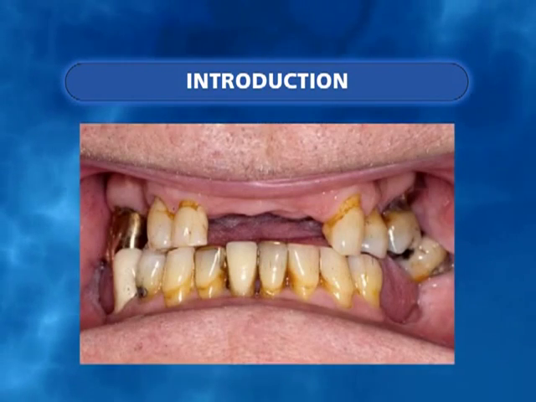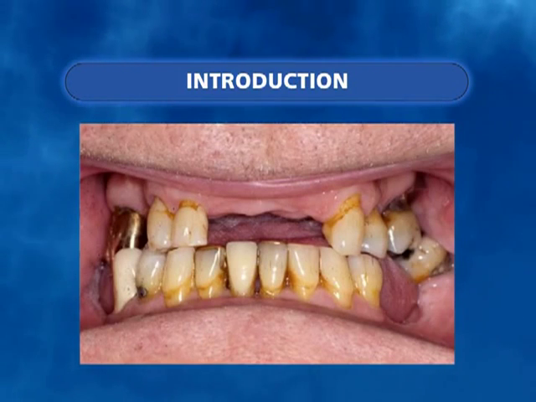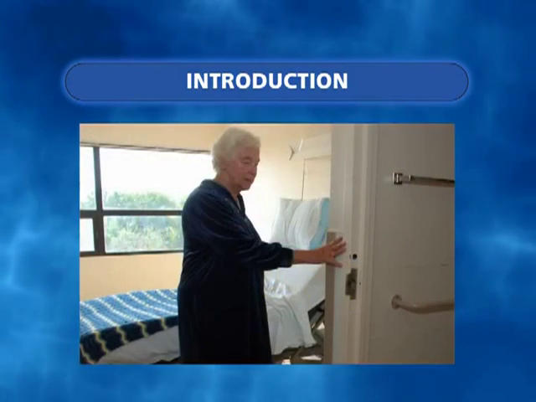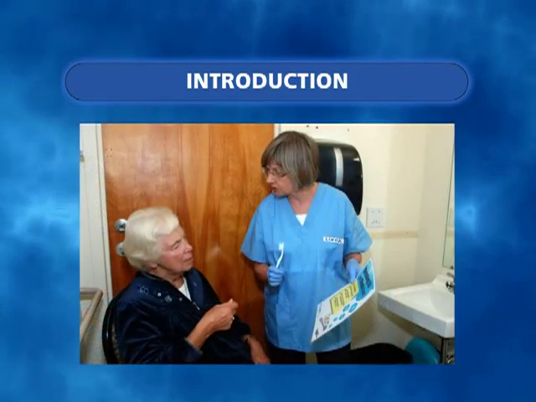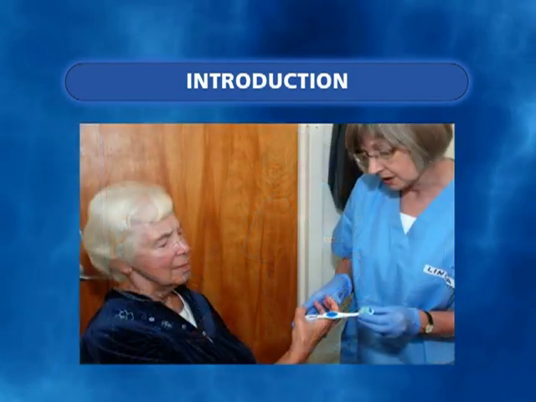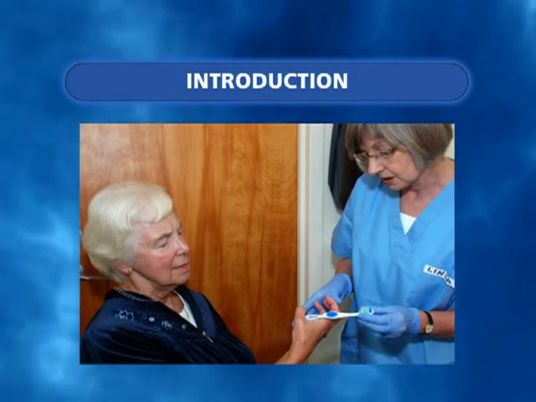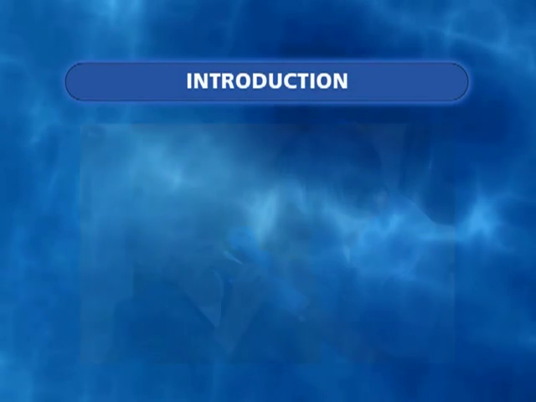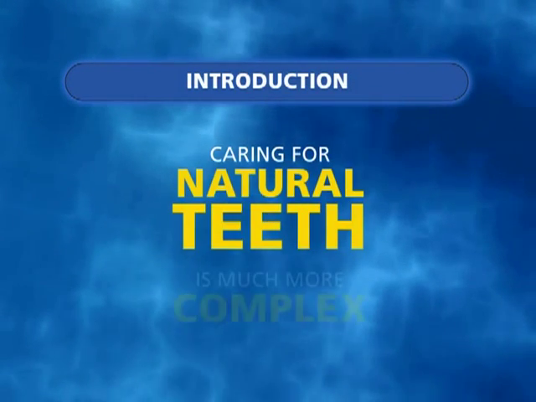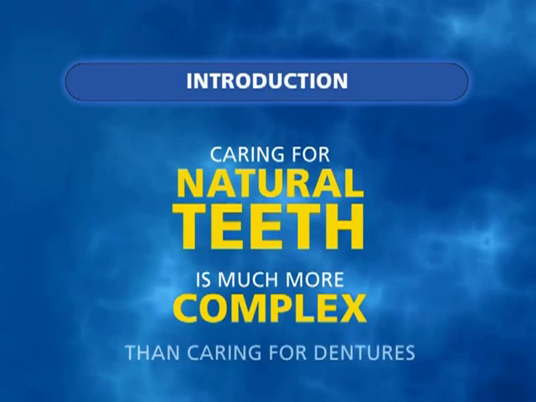For example, dental decay and gingivitis are known to increase in older adults who are frail and dependent. This presents a challenge for care providers who are responsible for ensuring that residents receive adequate daily oral care. Caring for natural teeth is much more complex than caring for dentures.